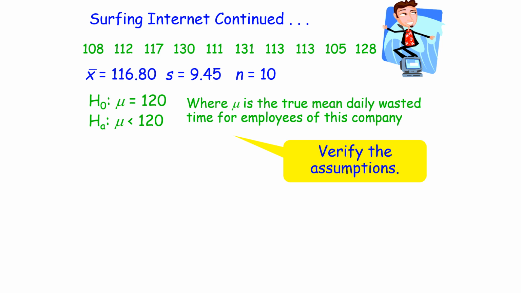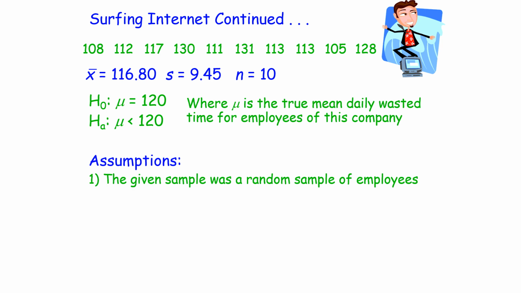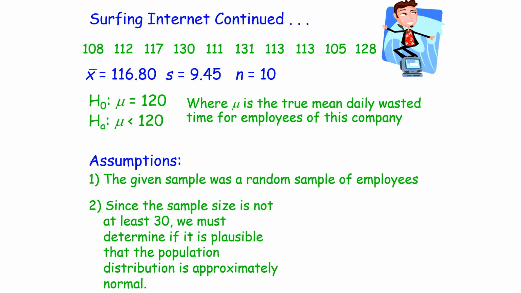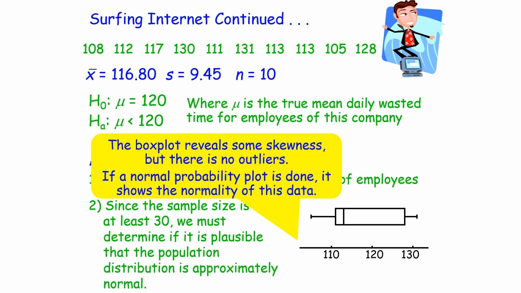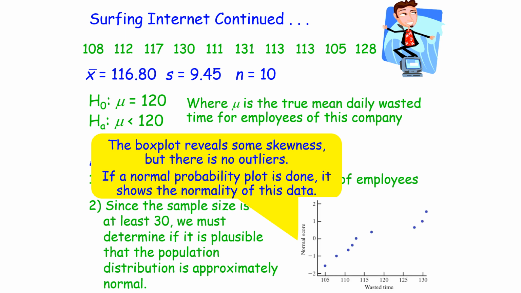Next, we'll verify our assumptions. The given sample was a random sample of employees, so we're good there. But since the sample size is not at least 30, we must determine if it's plausible that the population distribution is approximately normal. Using a box plot, it reveals some skewness, but there are no outliers. If a normal probability plot is done, it shows that the normality of this data is present. So therefore, we can move forward.